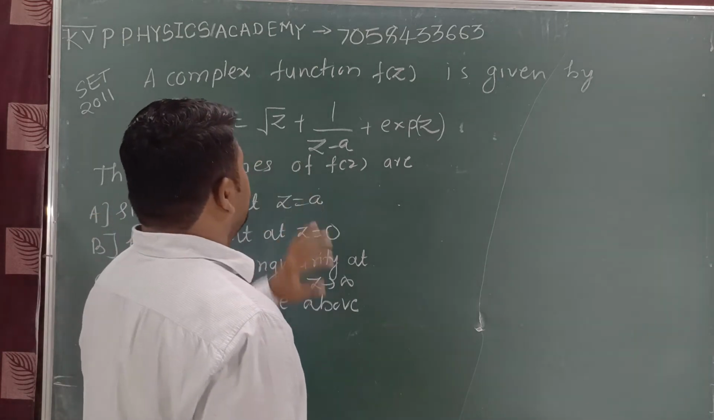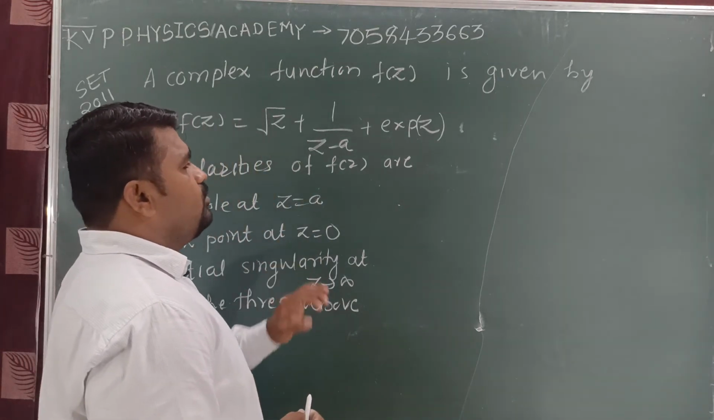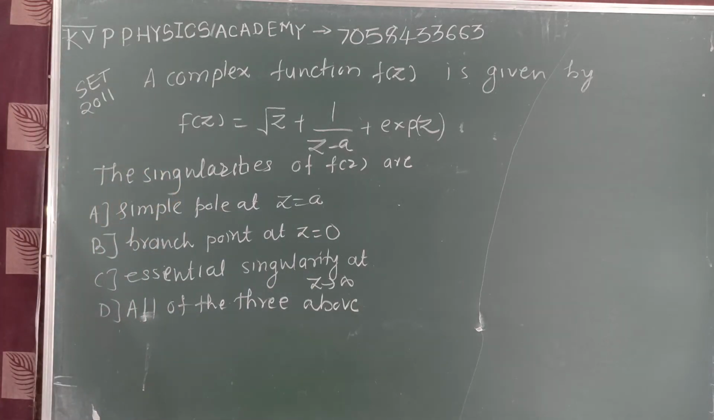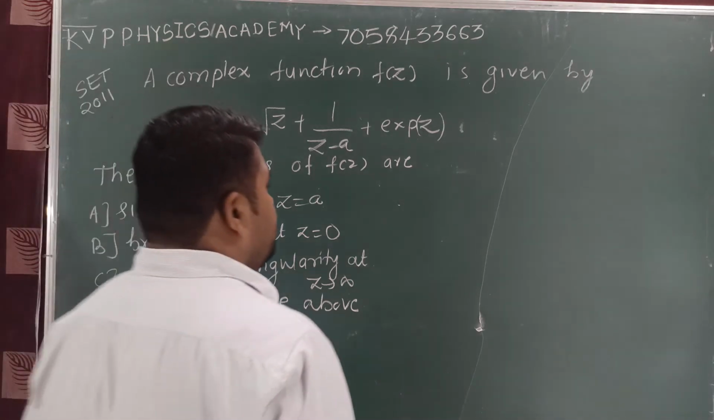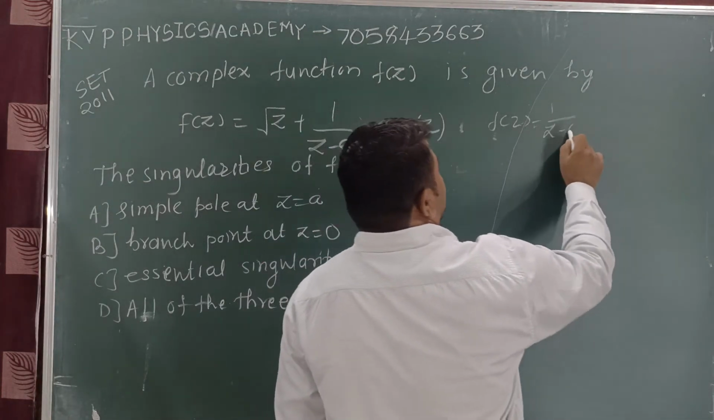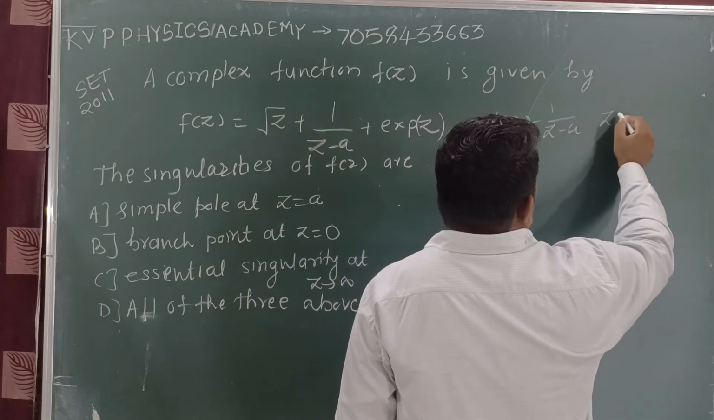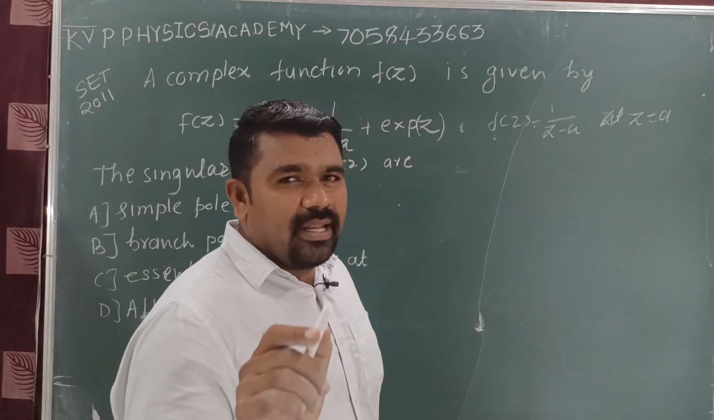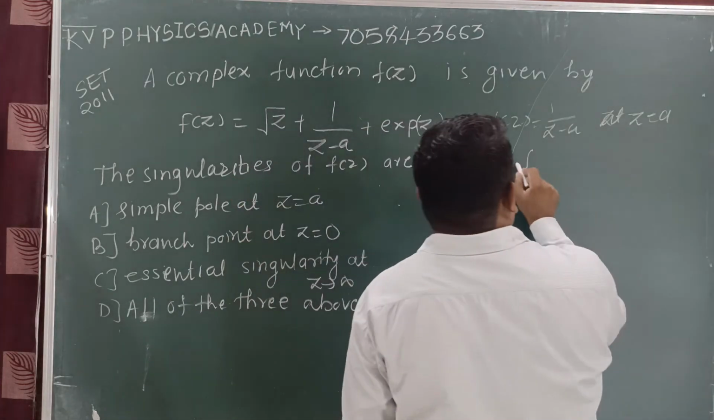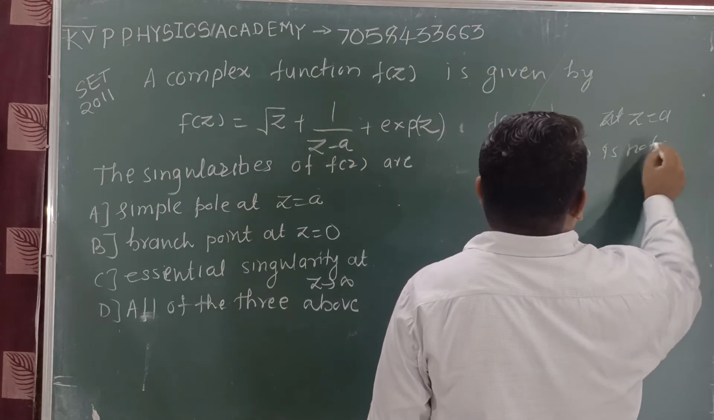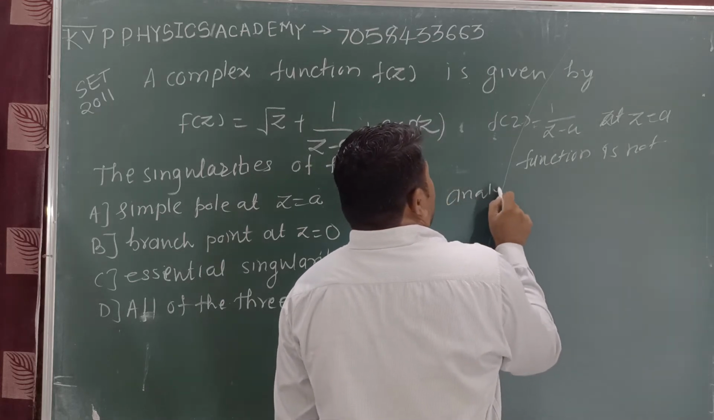Next, remaining: f of z is equal to root z plus 1 upon z minus a plus e to the power z. Now here we can find out which type of singularity is here. Suppose we take f of z equal to 1 upon z minus a. At the point z equal to a, the function is not analytic.